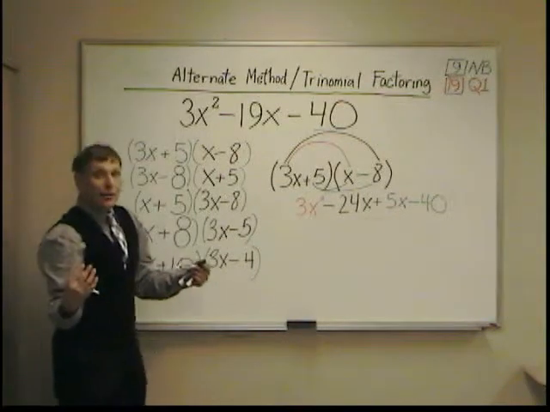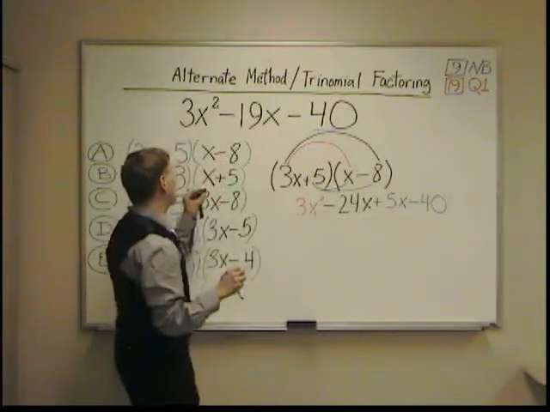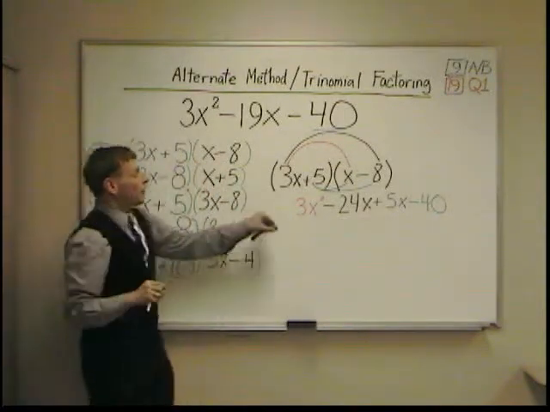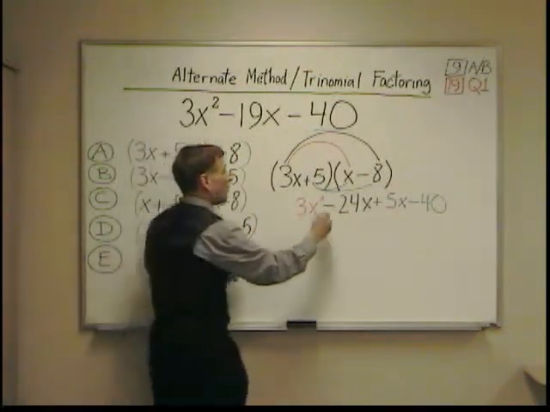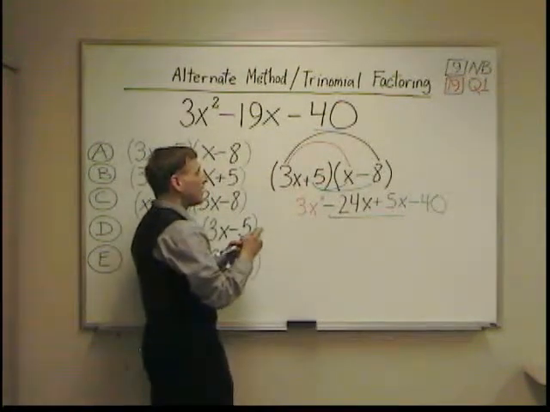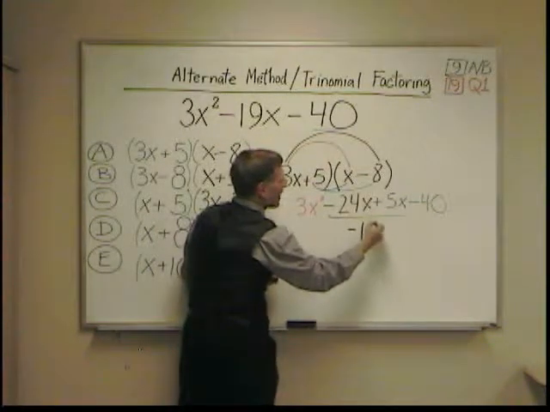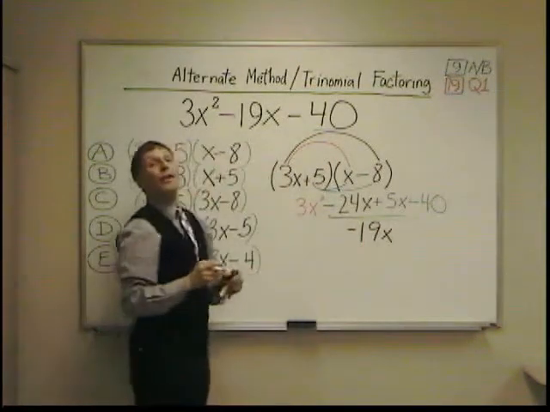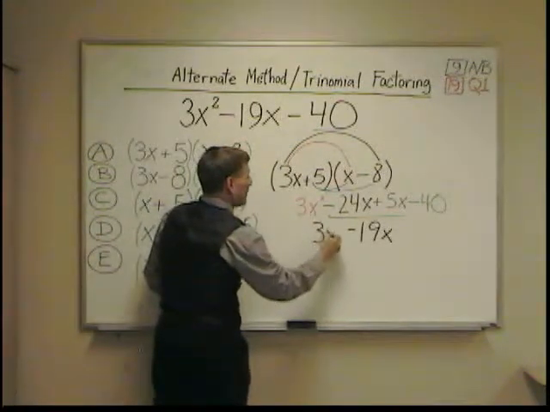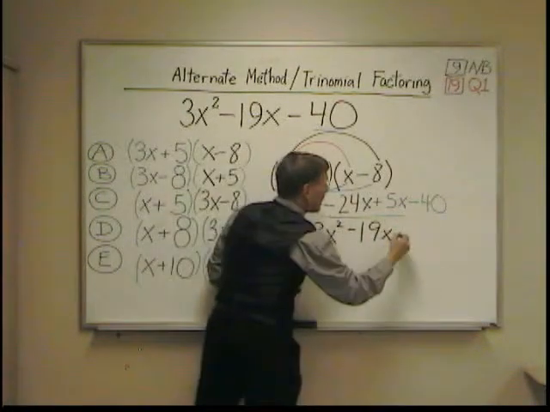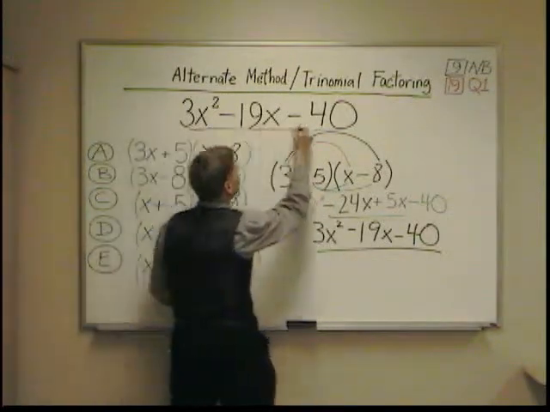When I combine like terms, as we do in FOIL, and remember in basic FOIL, where it's 2 binomials, you'll end up with 4 pieces. 2 of those usually could be combined. So my negative 24 and positive 5 combine to negative 19. You subtract because the signs are unlike. Give it the sign of the higher number. And bring down my 3x squared. And my negative 40 here. And as you can see, this matches that.